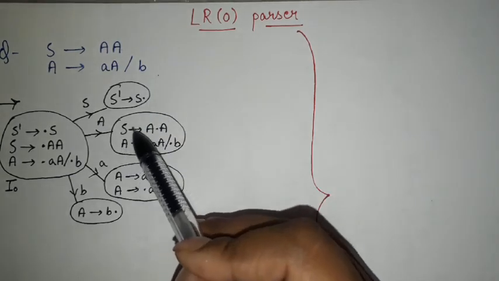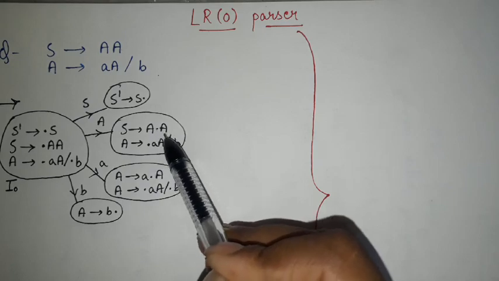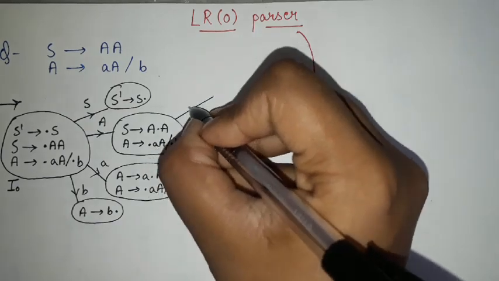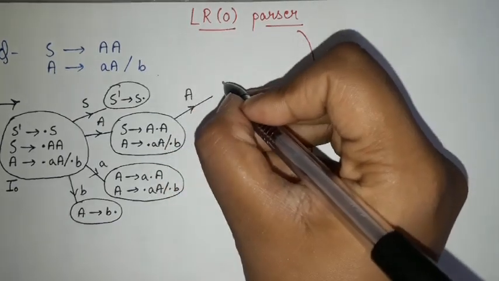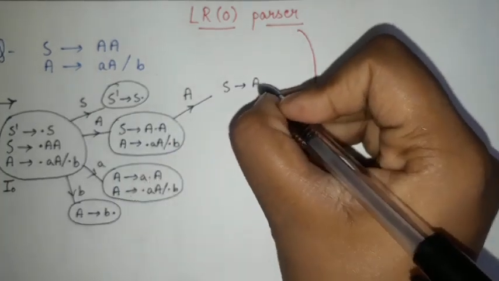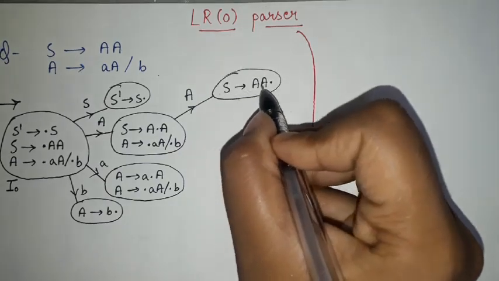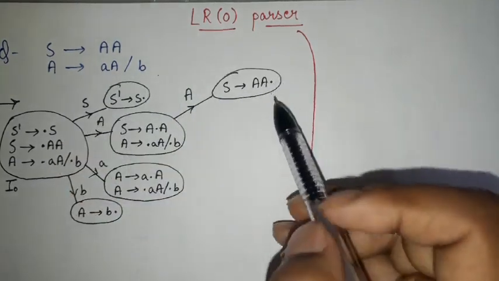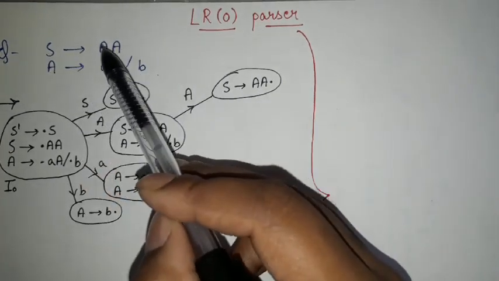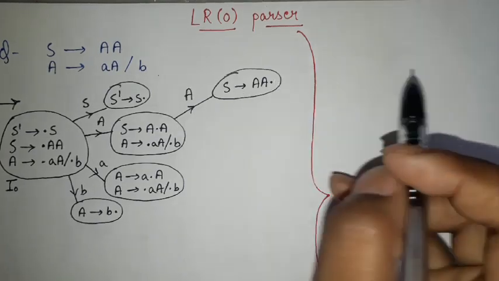If I see S gives A dot A, again after dot, capital A is there. So I have to parse this capital A again. Parsing this capital A, I will get S gives A A dot. Fine. As you may see, S gives AA dot. Again the dot is at the end. This is a reduced production of this S gives AA. This production has also been completed. Okay, I don't need to go further.